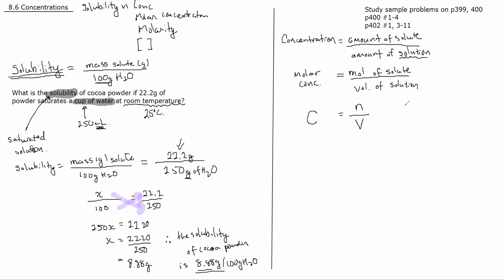Okay? So let's do it. Capital C is concentration. Little n, you know what this is. This is the number of moles. And V is going to be volume of solution. So units, obviously, for moles is just mole. And for volume, we always use liters. And therefore, if moles is being divided by liters, what is the unit for molar concentration? It's moles per liter. Always.